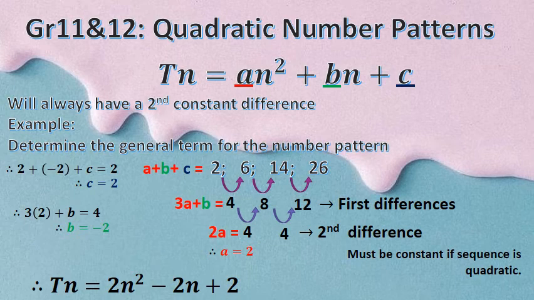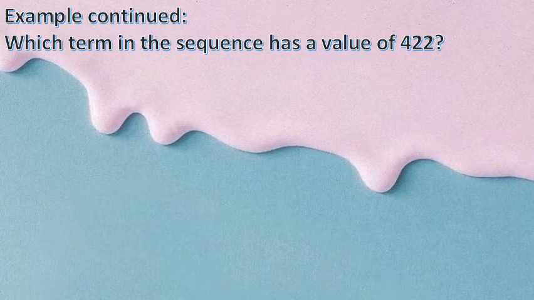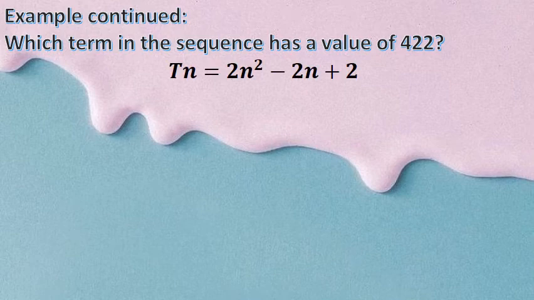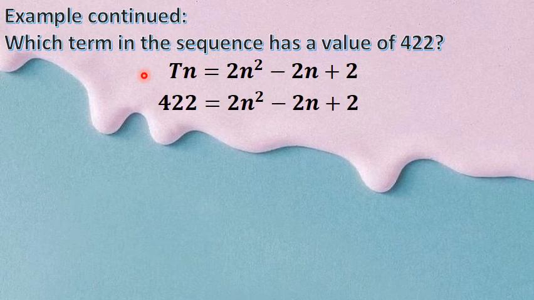Let's see if we can expand on this. So which term in the sequence has a value of 422? We have generated the general formula for this, and now they're asking us which term. So basically we need to find n. So if we are given a value, we replace the entire left-hand side of this equal sign. We replace the Tn as a whole with the number 422. There's a highest common factor of 2, so I'm dividing every single term by 2.